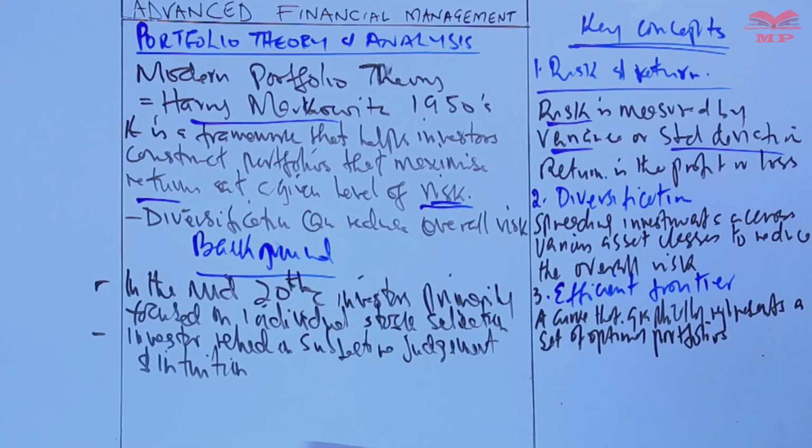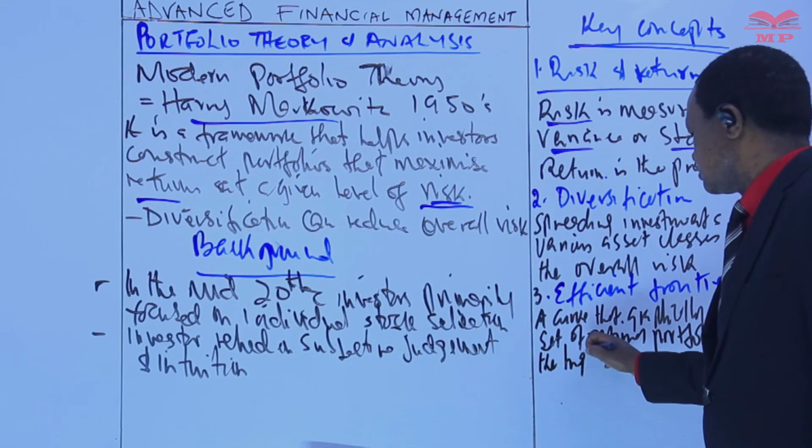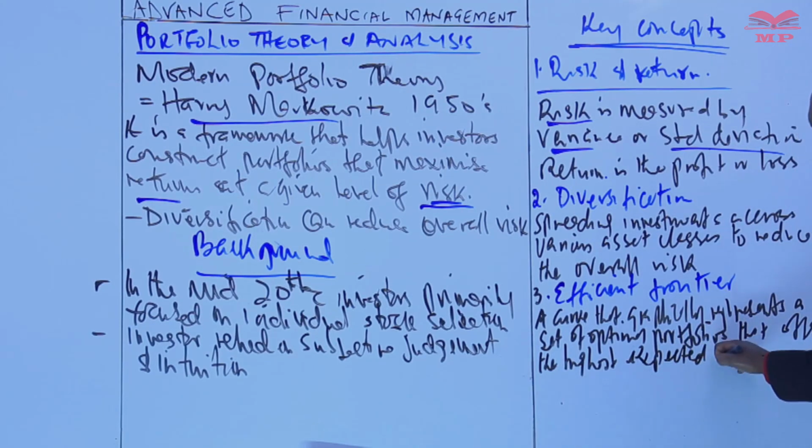An efficient frontier is a curve that graphically represents a set of optimal portfolios that offer the highest expected return. Efficient frontier. We'll get into these concepts as we progress, candidates.